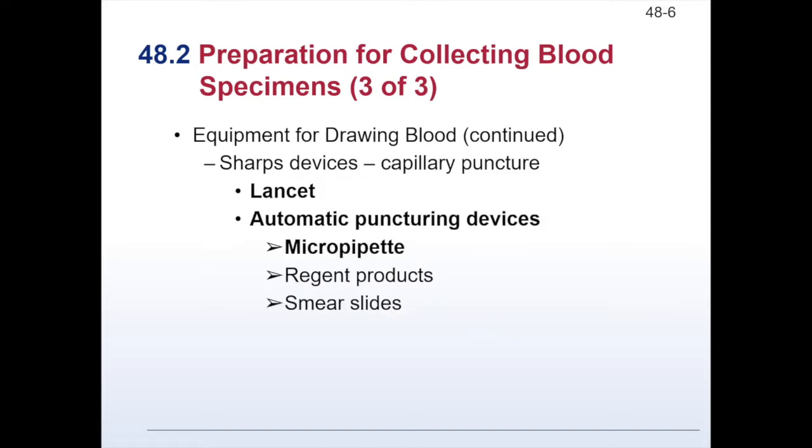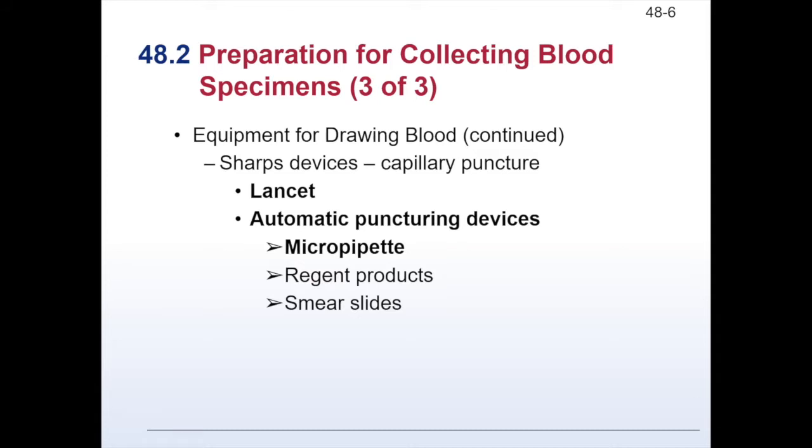Capillary puncture is accomplished with a small disposable instrument with a sharp point called a lancet. An automatic puncturing device preloaded with a lancet may be used for more precise puncture. The blood collected from the tiny puncture is placed in a calibrated glass tube called a micropipette. Other tiny containers are also used with different colored tops, indicating additives they may contain.